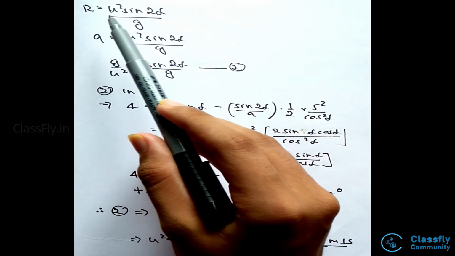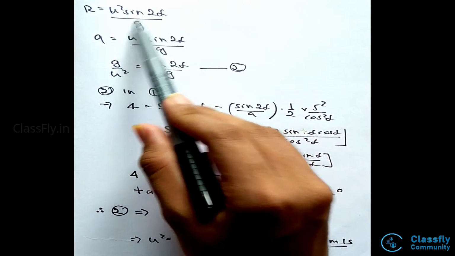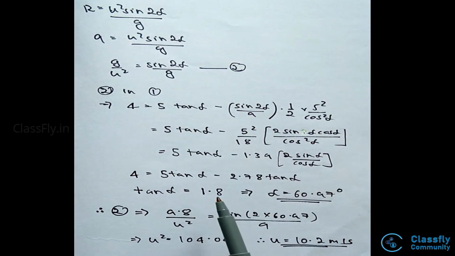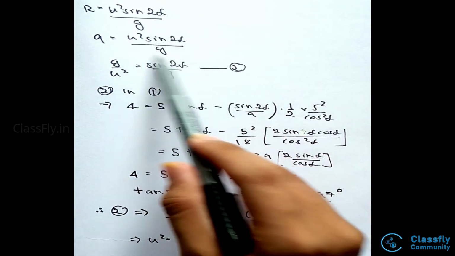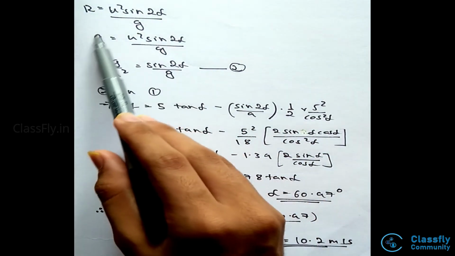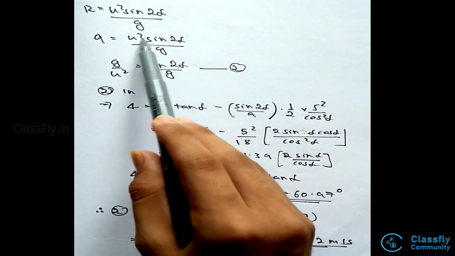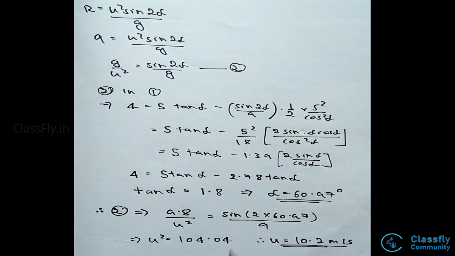Now, range R is given by the formula u square sin 2 alpha divided by g. Hence, this can be written as the range 9 is equal to u square sin 2 alpha divided by g, or 9 divided by u square is equal to sin 2 alpha divided by g. Name this equation as equation 2.